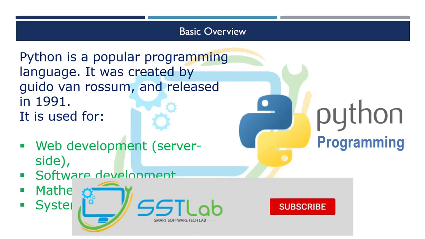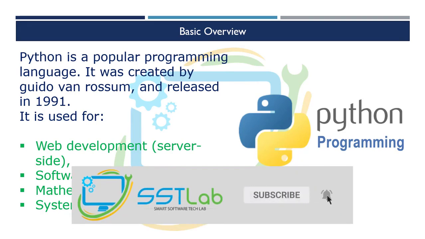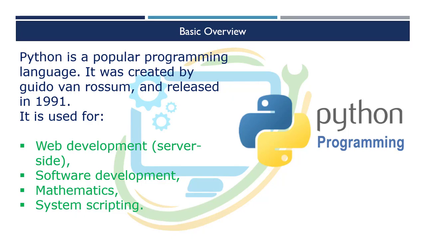You can use Python for software development. You can use Python to create and develop different software, different desktop applications like Word, Excel, PowerPoint and other desktop applications that you use in your day-to-day life. So you can use Python for creating those types of software. You can use Python for complex and wide range mathematical problems, to solve mathematical problems. For system scripting, you can use Python to write system scripts.